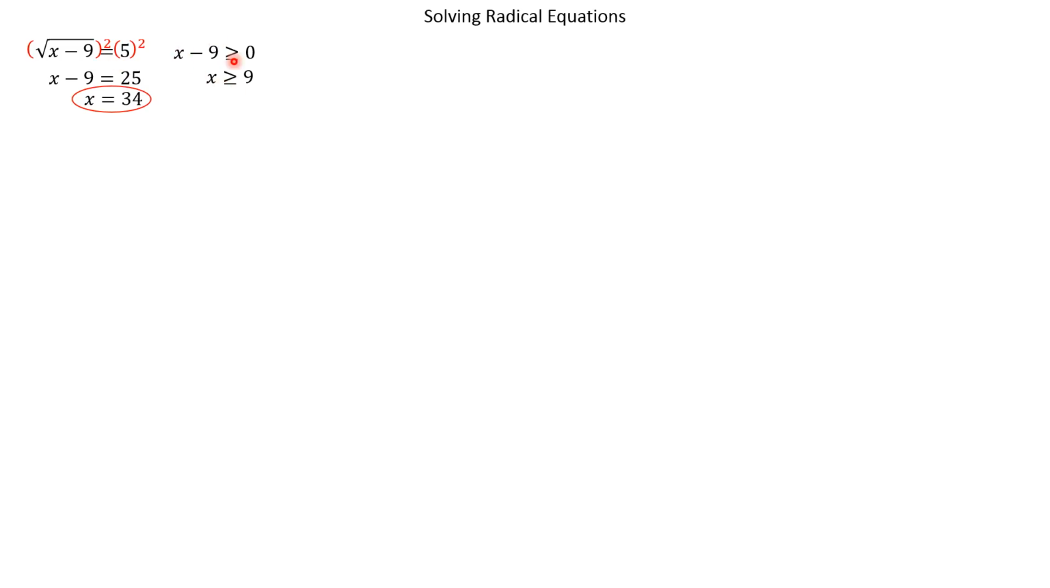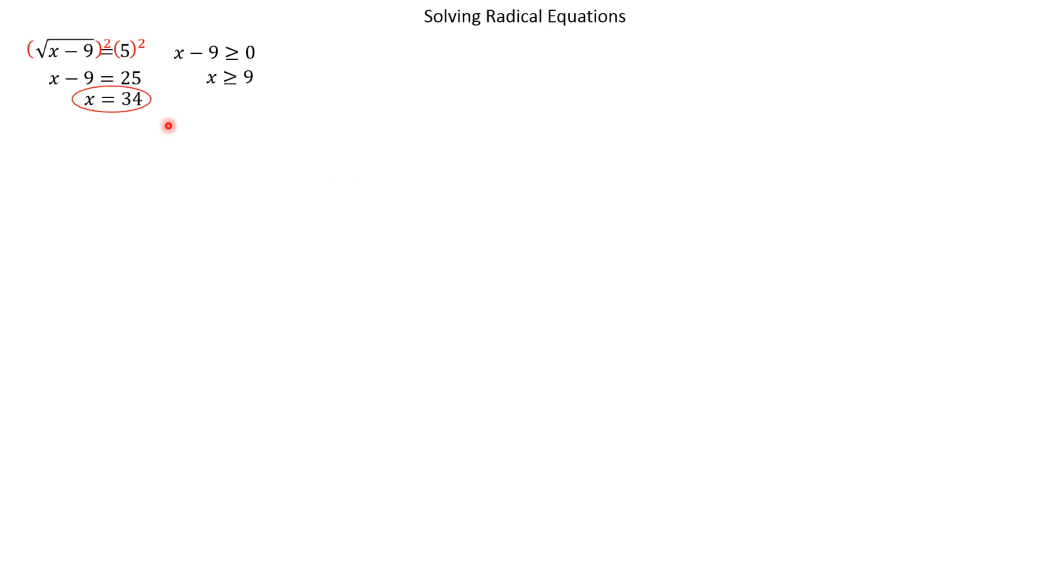For a lot of these, this process could happen in your head. The other thing you could do is plug it in. 34 minus 9 is 25. Square root of 25 is 5. It makes sense. There's nothing weird happening. Specifically, we don't get a negative underneath the square root, which leads to all sorts of problems. Or we don't have the square root equals a negative number, which would also be unfortunate.